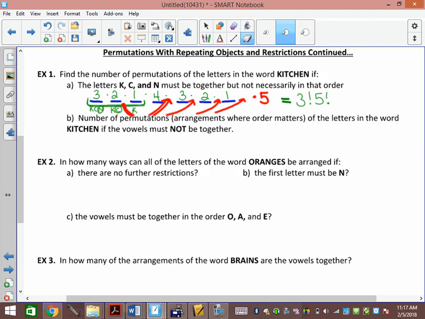Now here it says number of permutations (arrangements where order matters) of the letters in the word kitchen if the vowels must not be together. Okay. This is the big one at the end where you have to visualize this.